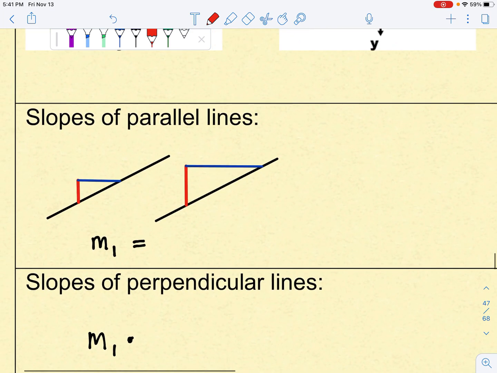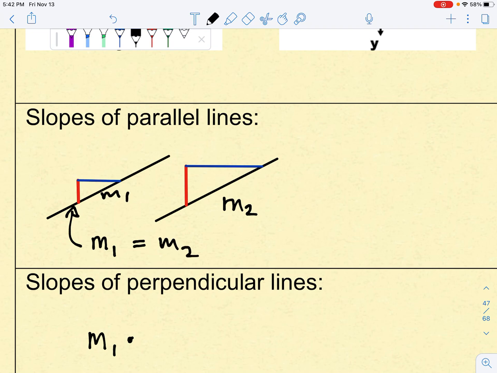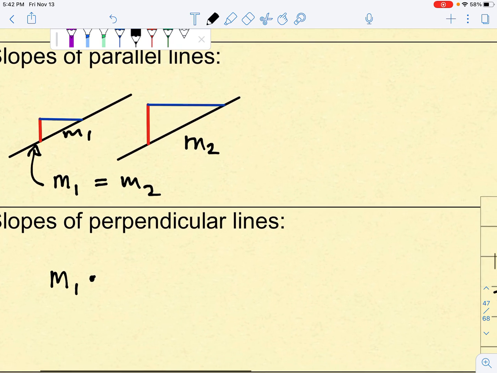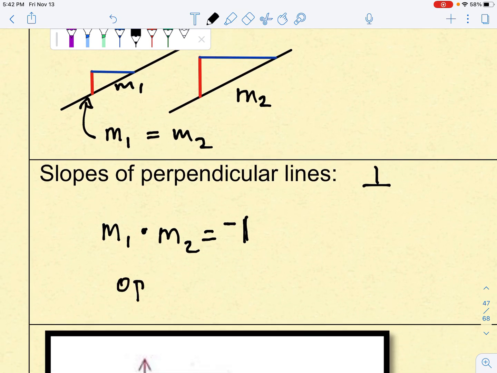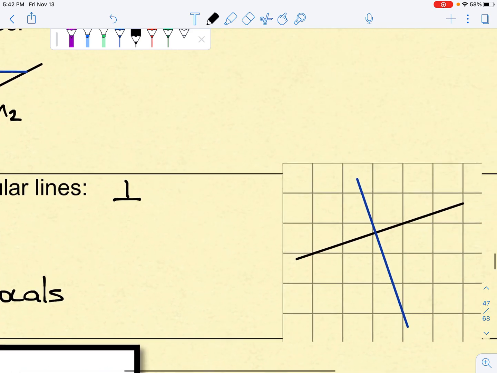Parallel lines. Going super fast here. The slope of this line, if I compare it to the slope of this line here, yes? m1 and m2 will be the same. Now, if I have two perpendicular lines, lines which are meeting at 90 degrees, the product has to equal -1. So this tells you that they are opposite reciprocals of each other. An example of that is over here.